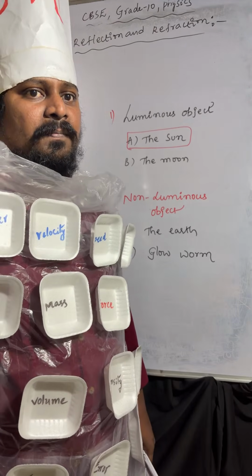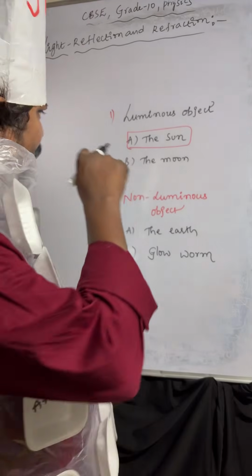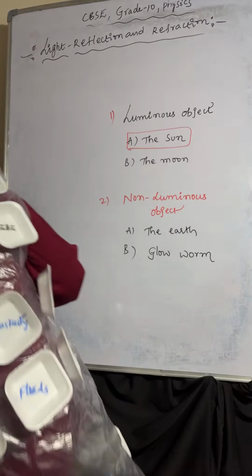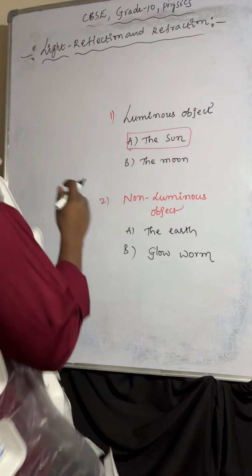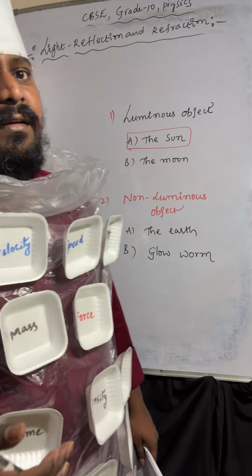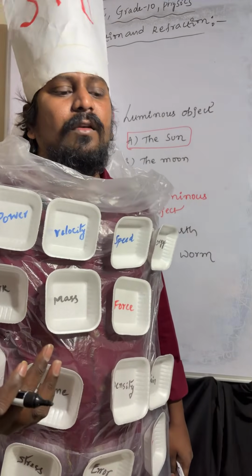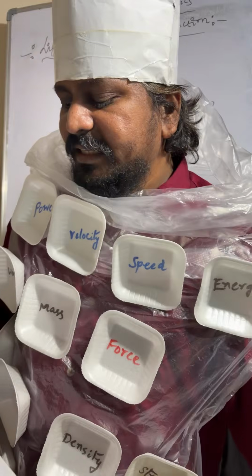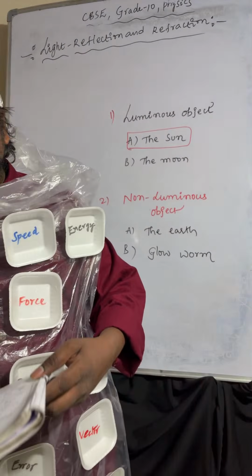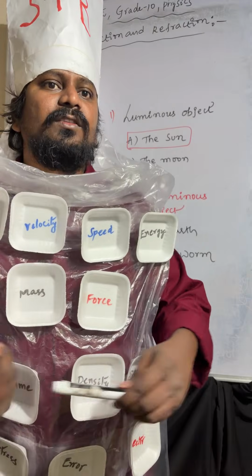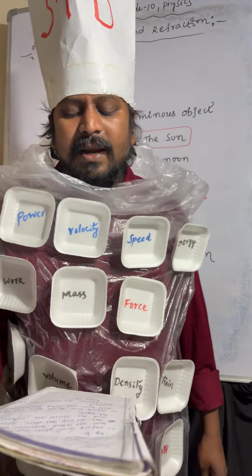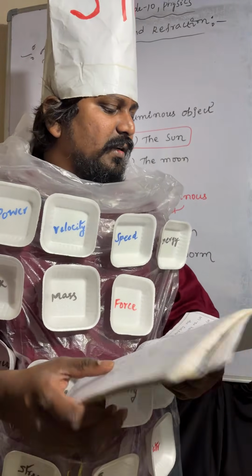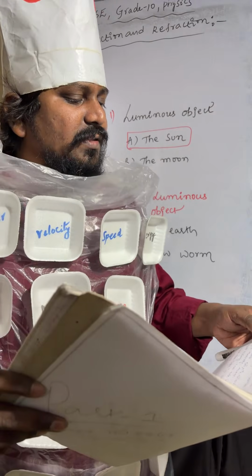Luminous objects are the objects which give out their own light. Examples are the sun, stars, glowworm, and Sirius, which are natural sources of light. Coming to non-luminous objects: planets, the moon, and the earth. A book is also a non-luminous object. Understood? Next one now.